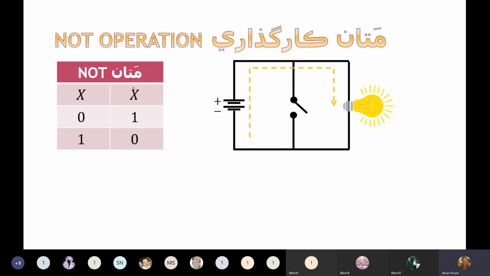When the switch is open, the lamp is on. When the switch is closed, the lamp is off. Switch closes, lamp turns off.